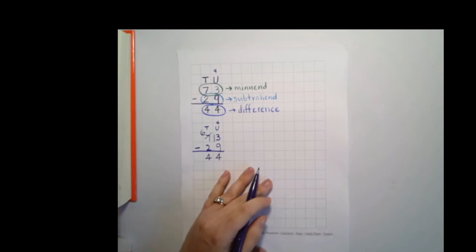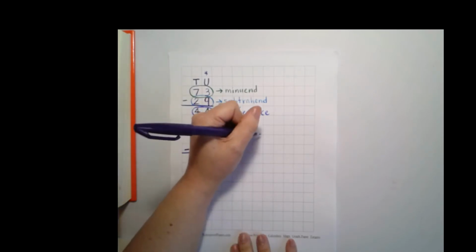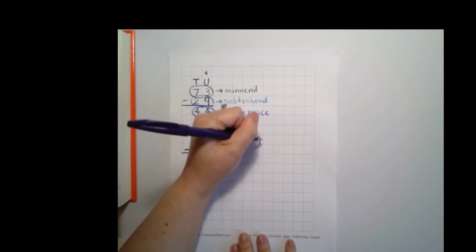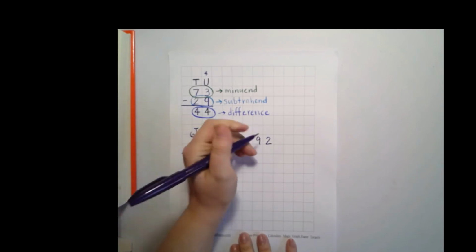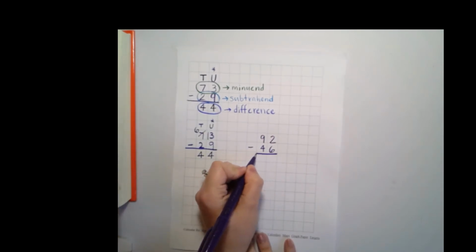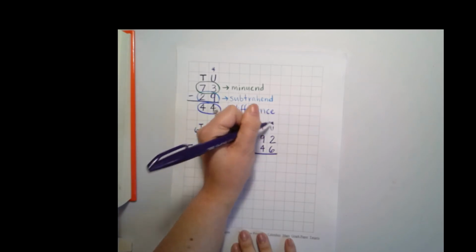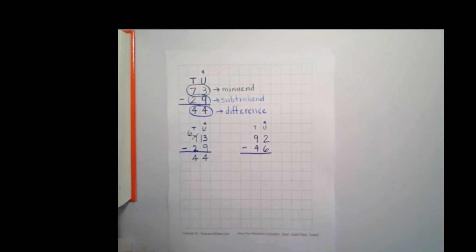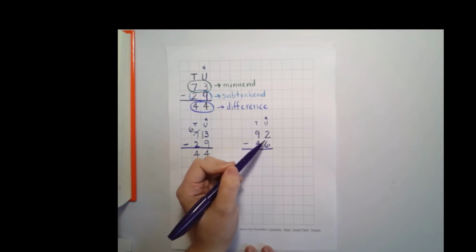Let's do another problem. This time, I'm going to have 92, and I want to take away 46. Okay. I'm going to put my tens, units, and then a star, and then we'll start. All right. So I'm going to start with my units. I have 2. I need to take away 6.